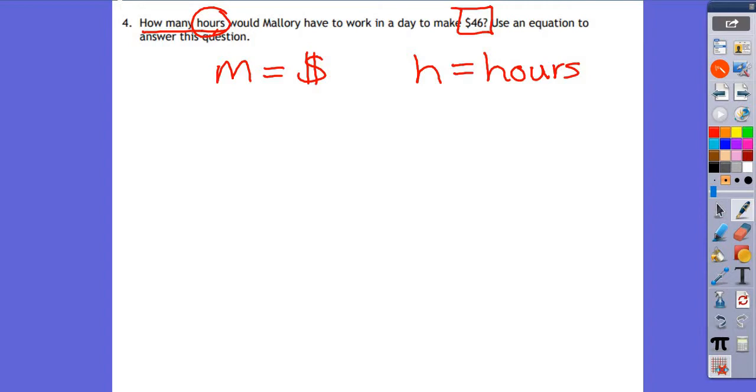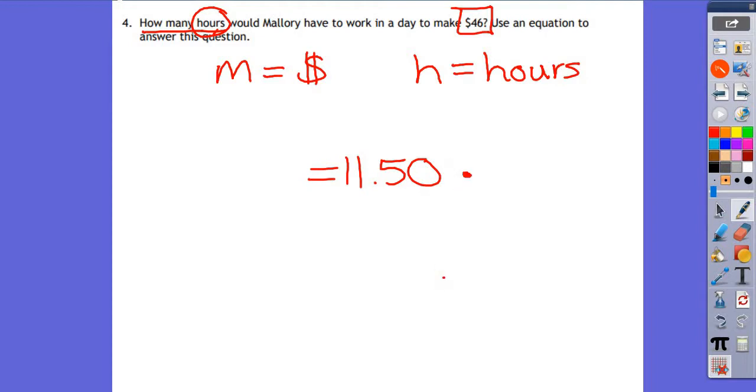Well, I previously found out how much she makes per hour. How much money does she make per hour? $11.50. I know there's going to be an equal sign. What am I going to do to that $11.50 when I know how many hours I'm going to work? What operation? You're going to divide it. If I divide, I'm going to get less money. Oh no, multiply it. You're going to multiply it.